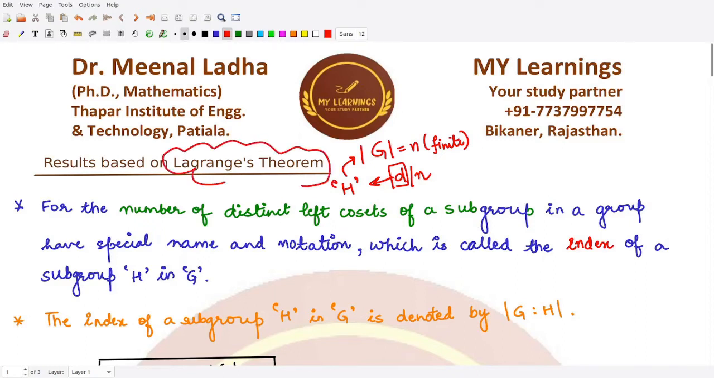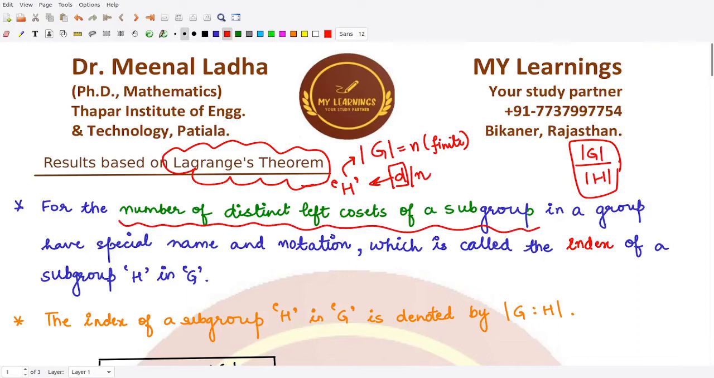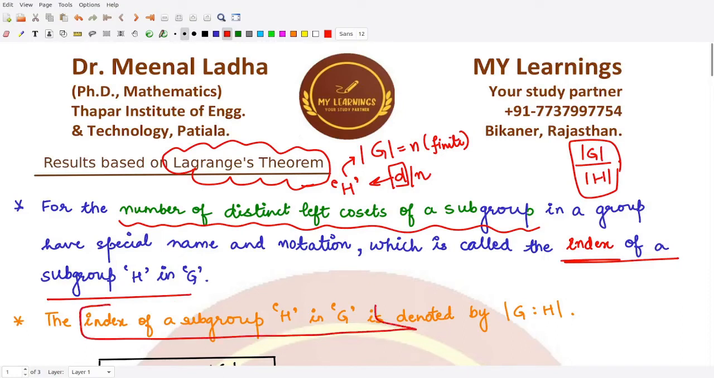This theorem tells us that the number of distinct left cosets, they are given by the order of G divided by the order of the subgroup, right? This thing is there with us. Now for the number of distinct left cosets of a subgroup, we have a special name and notation. The name refers to the index of the subgroup H in G, right? And we use a notation for the index of a subgroup H in G, right?